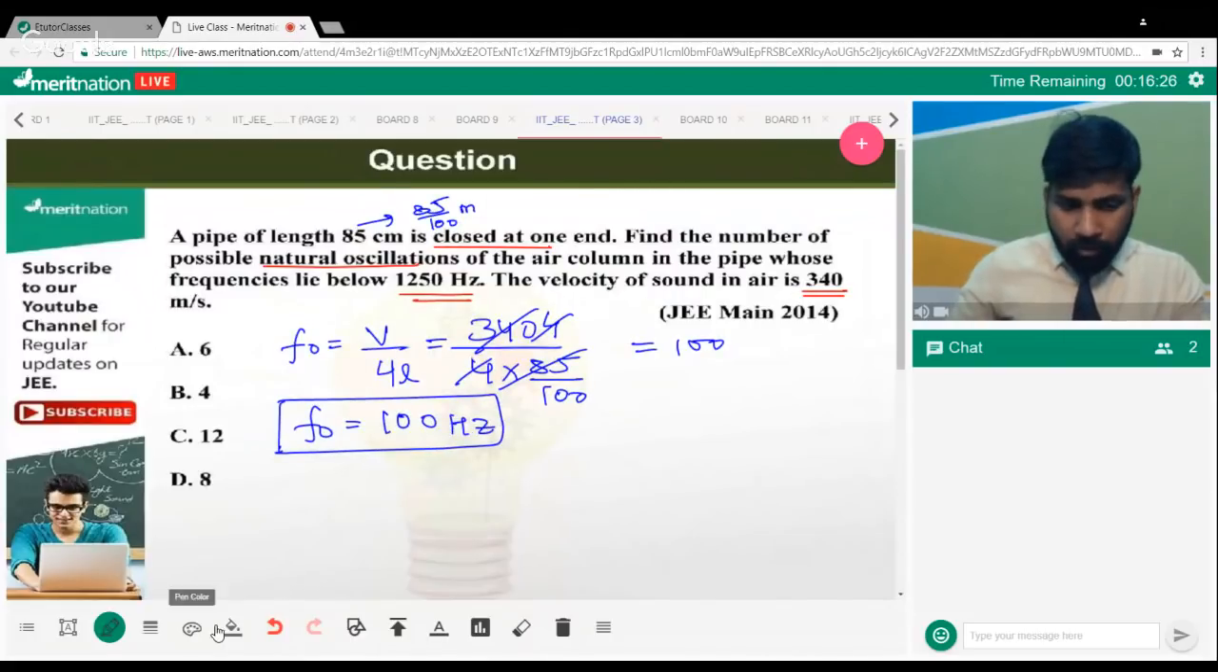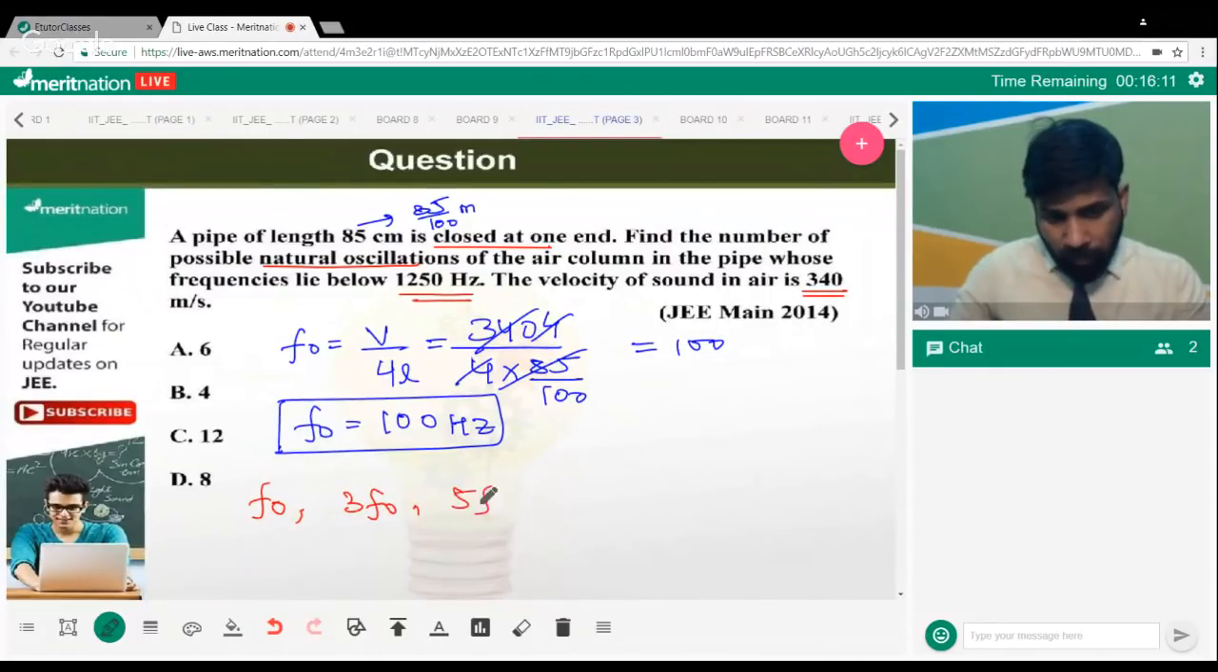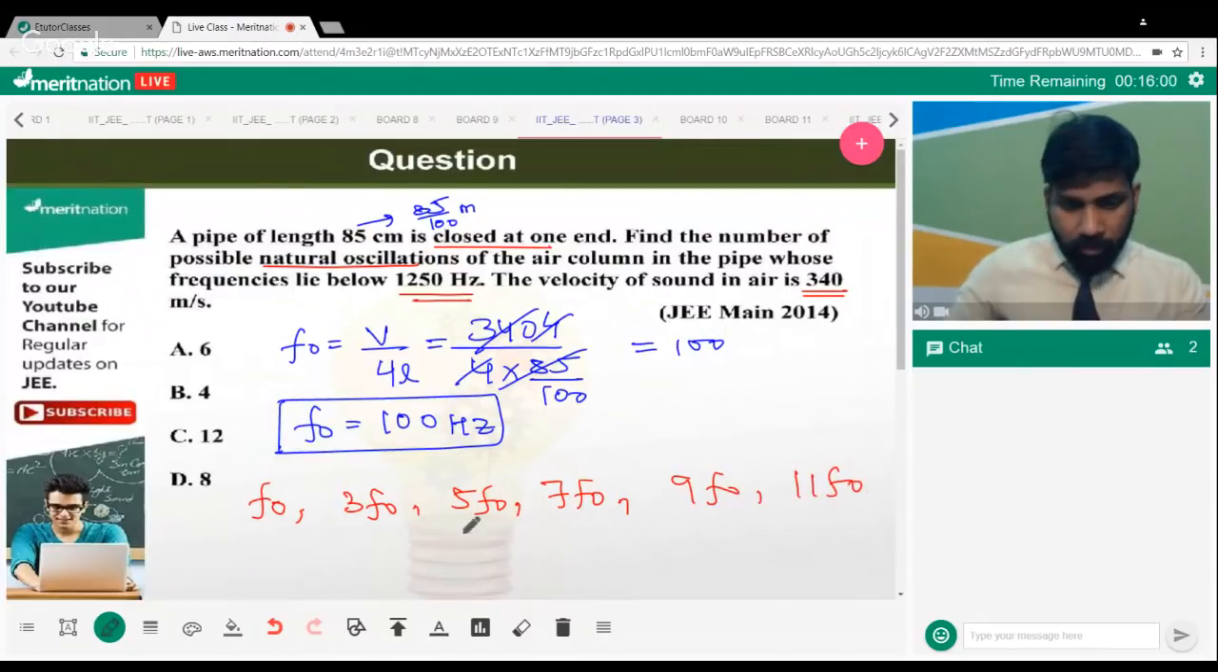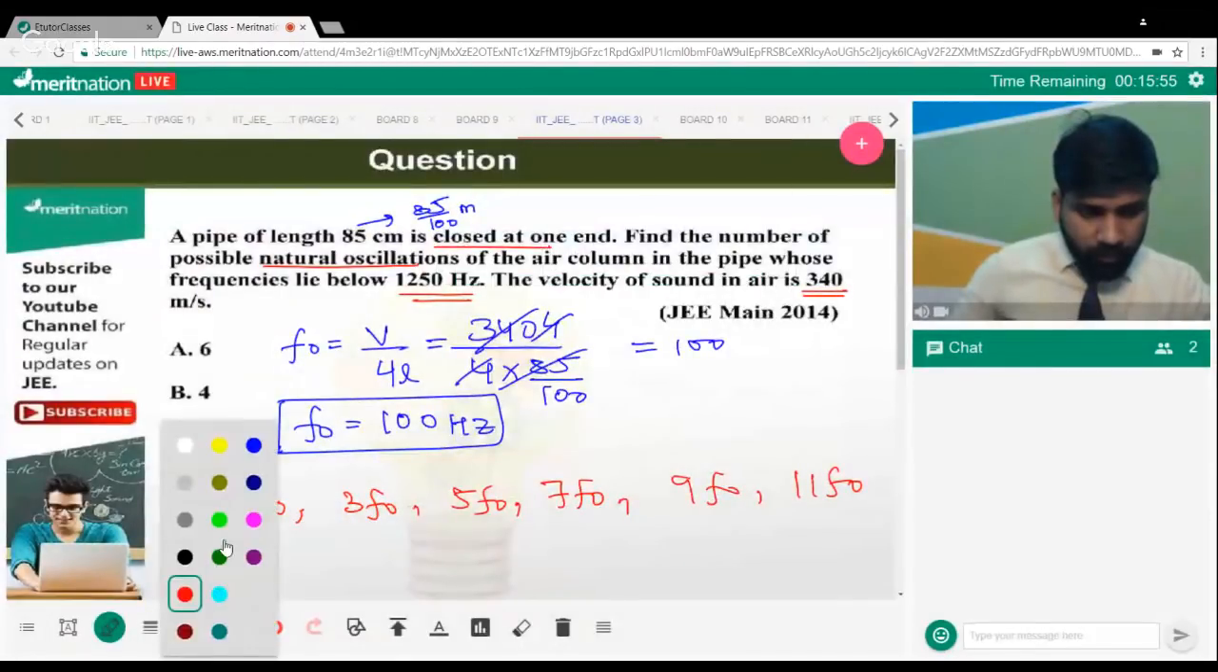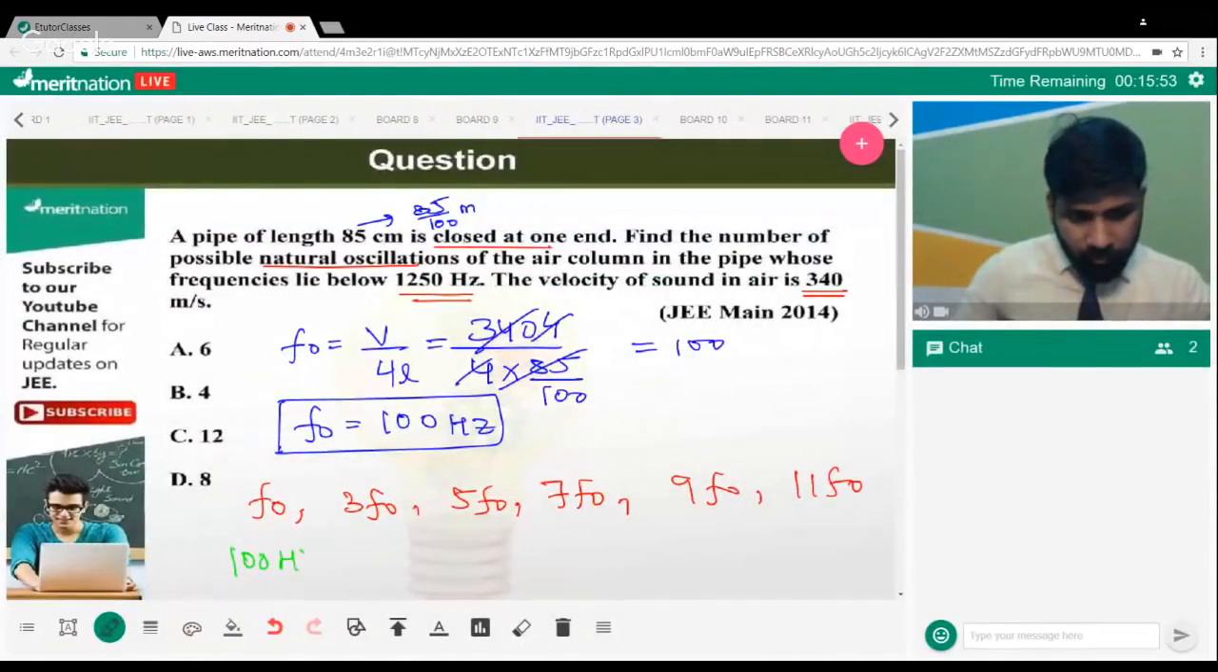So we know that in a closed organ pipe we'll get only odd harmonics. So it means we'll get F naught, 3 F naught, 5 F naught, 7 F naught, 9 F naught, and 11 F naught, and so on. It means here I can say 100 hertz, here 300 hertz.